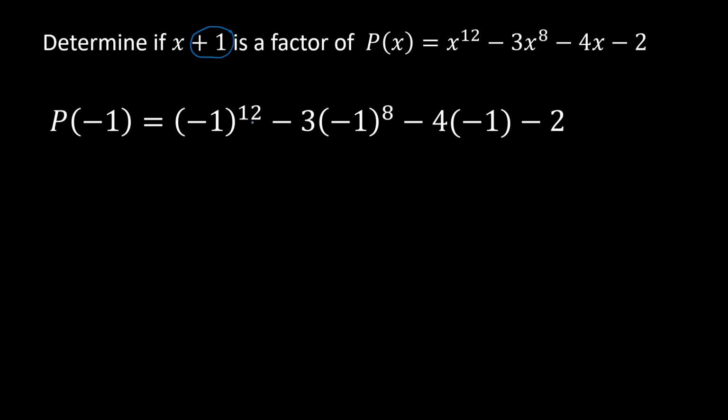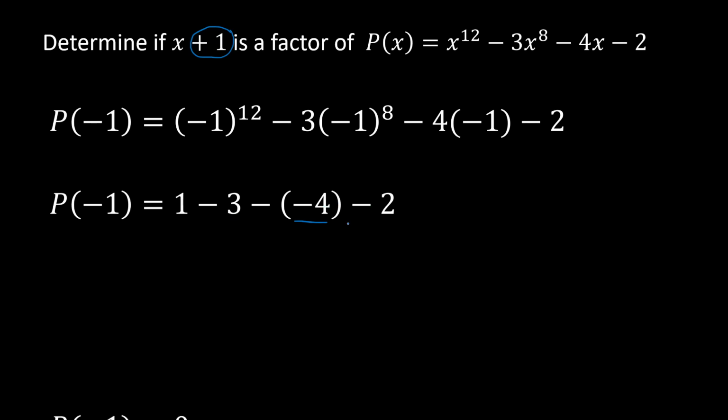We can solve this. Negative 1 to an even power, to the 12th power, would become a positive 1. Negative 1 to the 8th power is also a positive 1. So this becomes a positive 1. This is negative 3 times 1, or just negative 3. And then minus 4 times negative 1. 4 times negative 1 is a negative 4 right there. So then we have 1 minus 3 is negative 2. Negative 2 minus a negative 4 is a positive 2. 2 minus 2 is going to be 0. So this is the remainder. The remainder is 0. So therefore, x plus 1 divides evenly, and therefore, yes, x plus 1 is a factor.